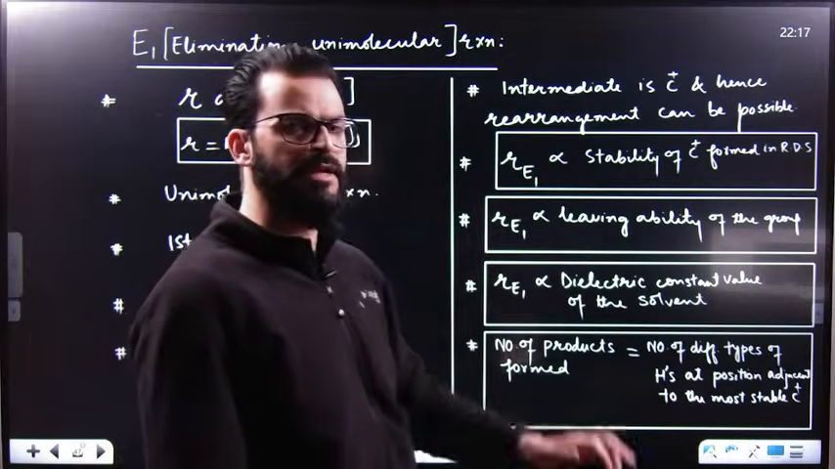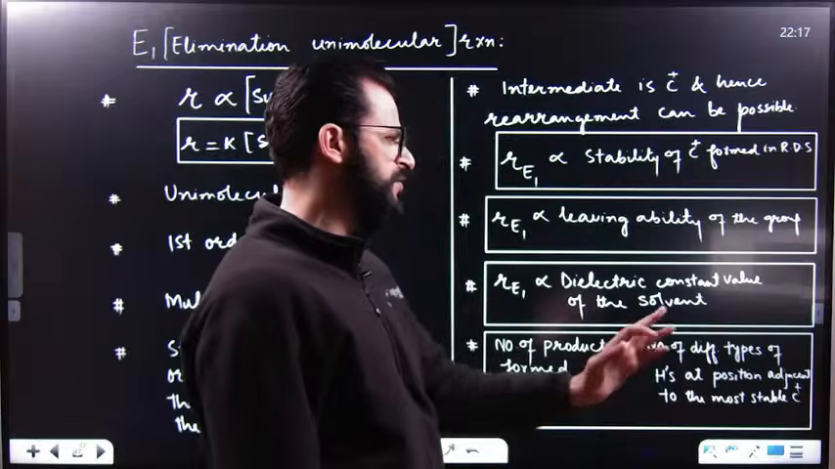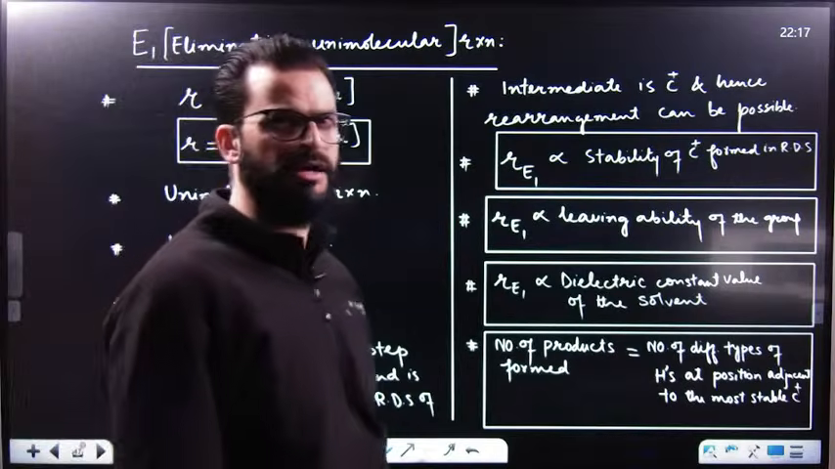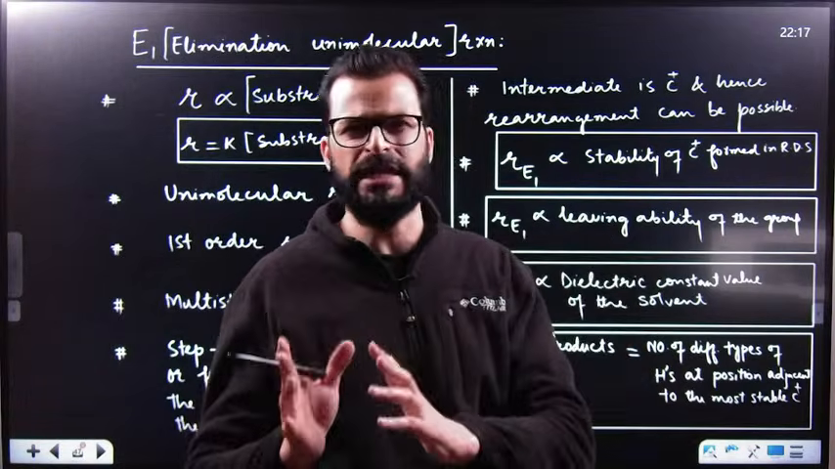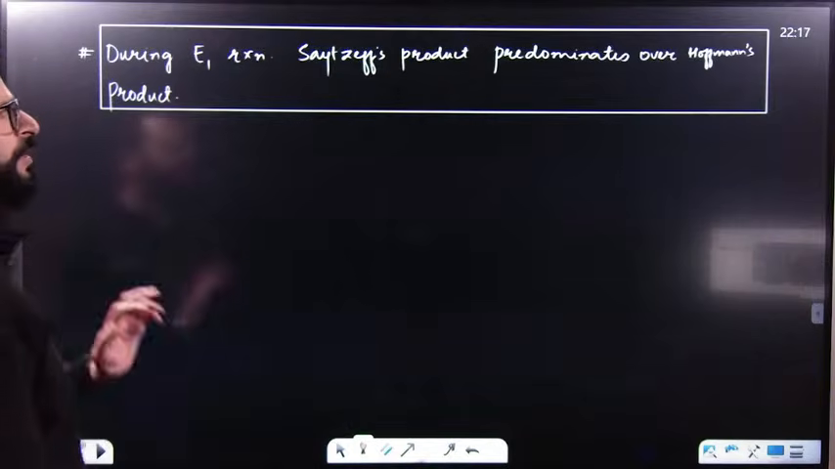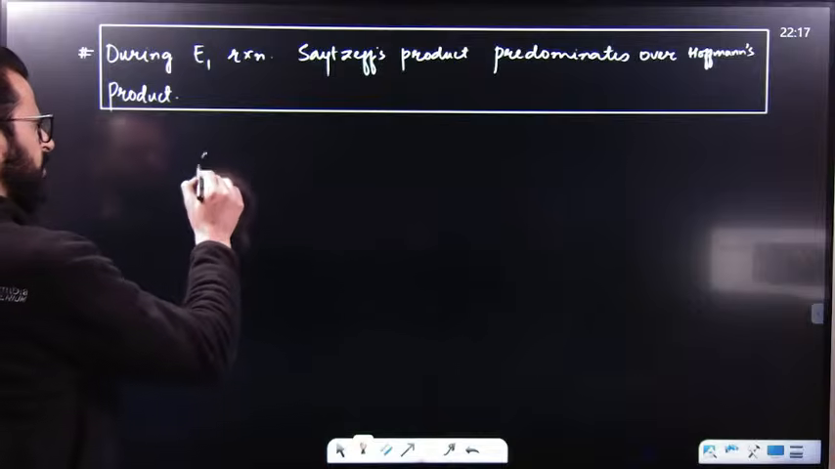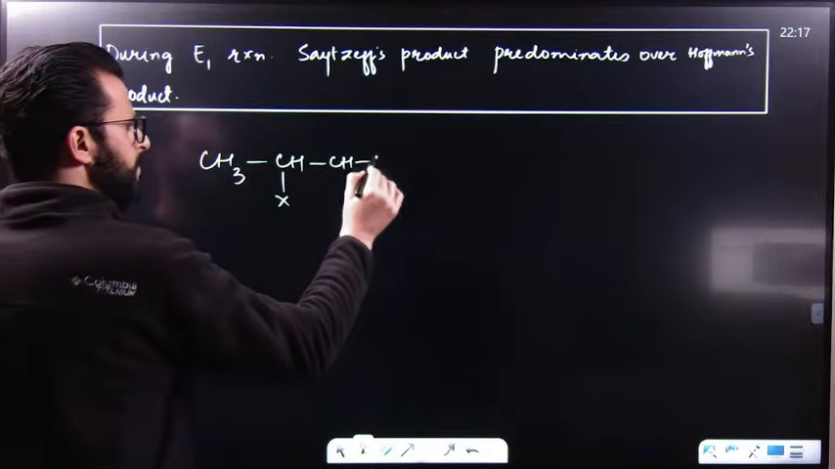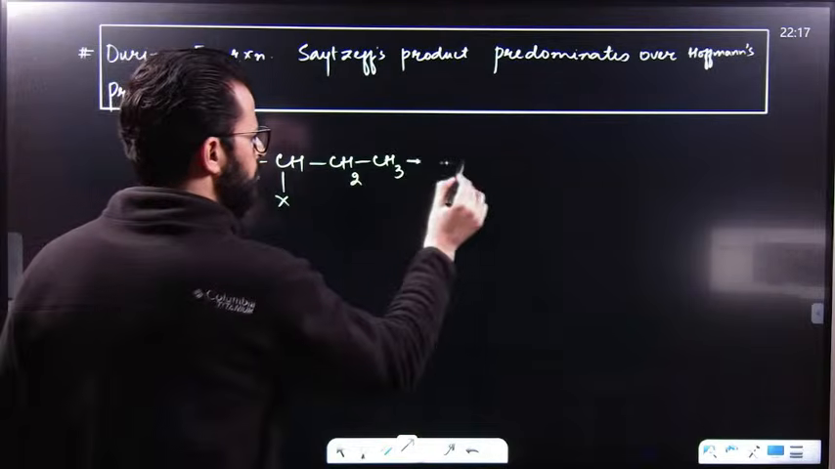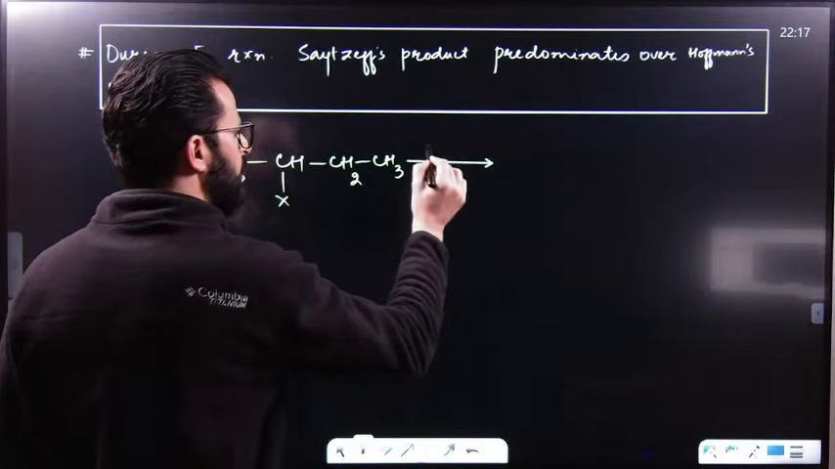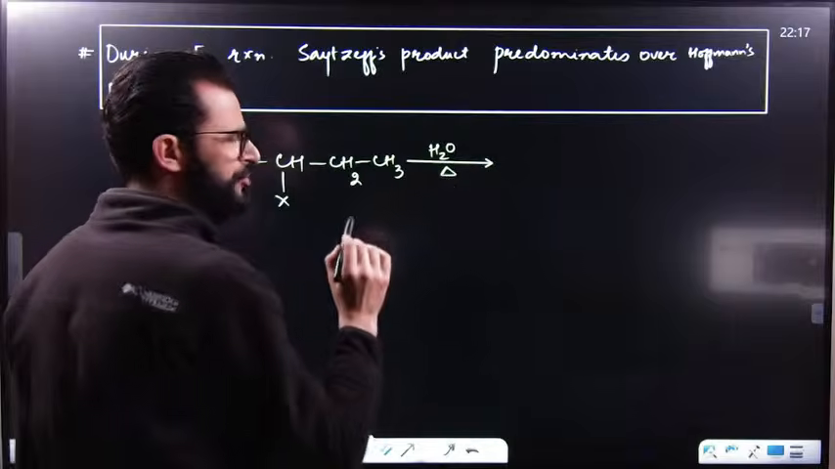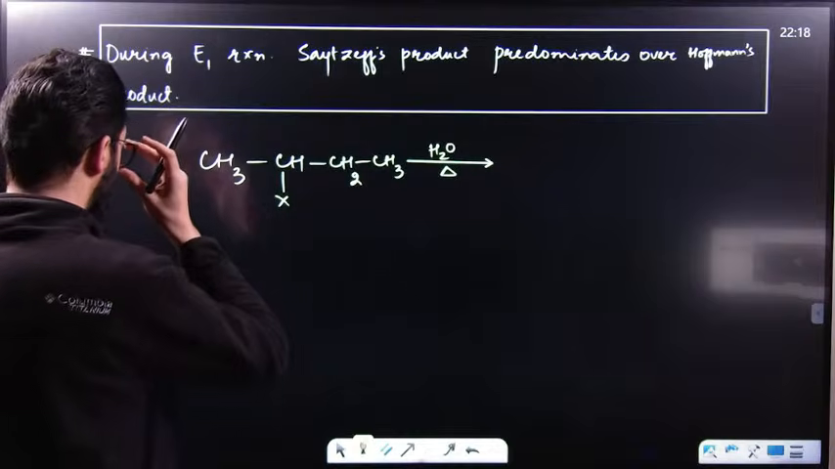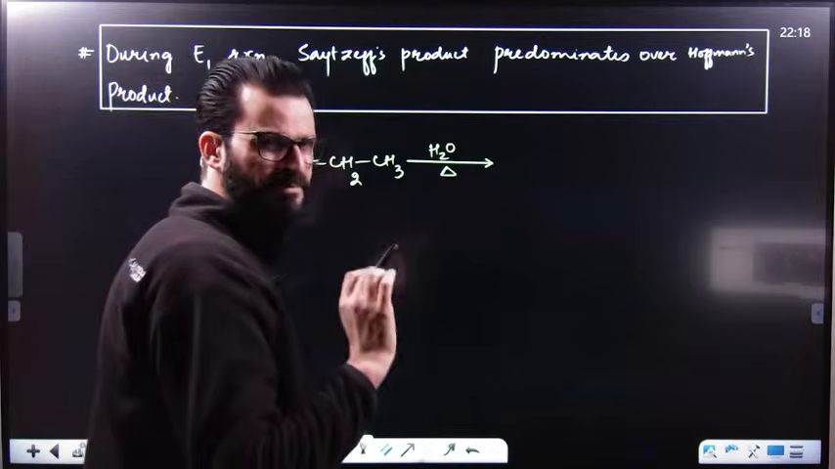Similarly, the rate of E1 is directly proportional to the dielectric constant value of the solvent, and the number of products formed is equal to the number of different types of hydrogens at positions adjacent to the most stable carbocation. That means products can be Hofmann, products can be Saytzeff, but remember, during E1, the Saytzeff product is always the major product. Say, for example, you have CH3, CHX, CH2, CH3. And if you are doing an E1 reaction over here, elimination reactions are generally favored by high temperature. Why? We will not deep dive into that concept first. Now, you simply remember, as time is very less.